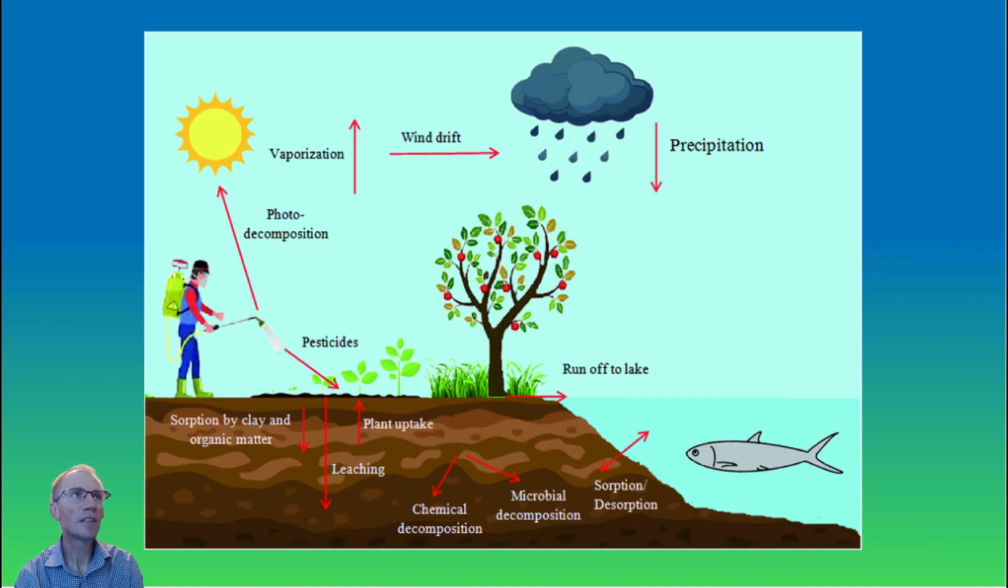This image shows us a lot of different things. It shows us a pesticide application, photo decomposition, vaporization, wind drift, precipitation, and runoff. Take a few moments to review this slide.